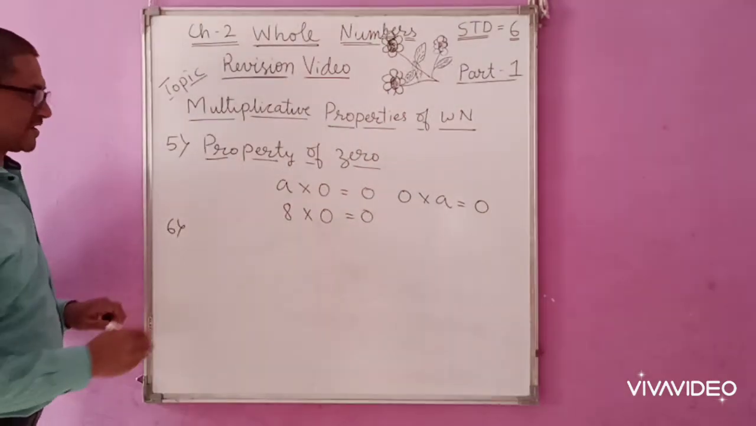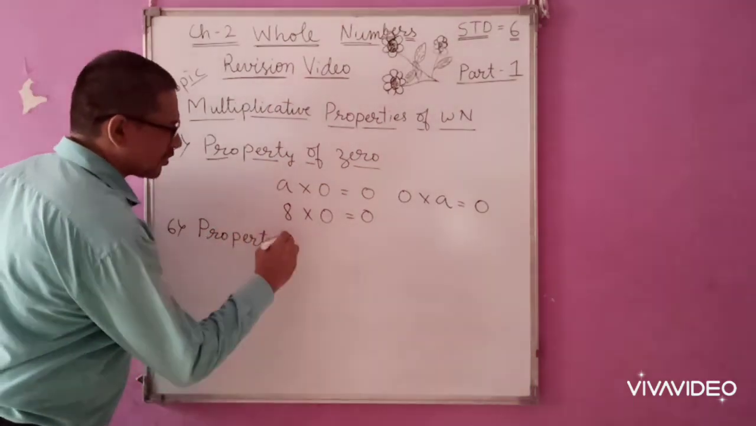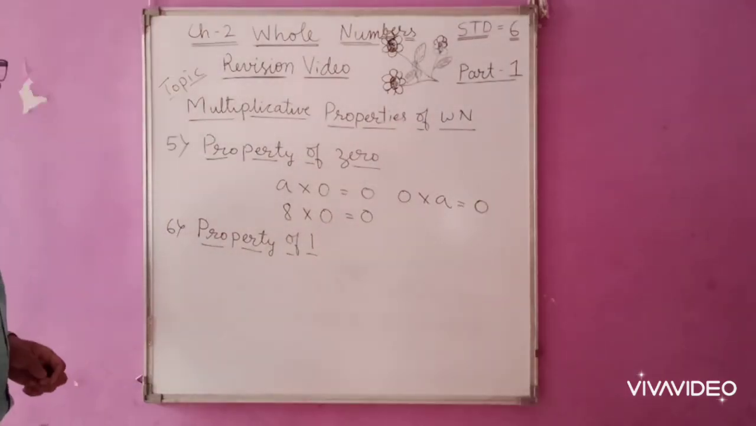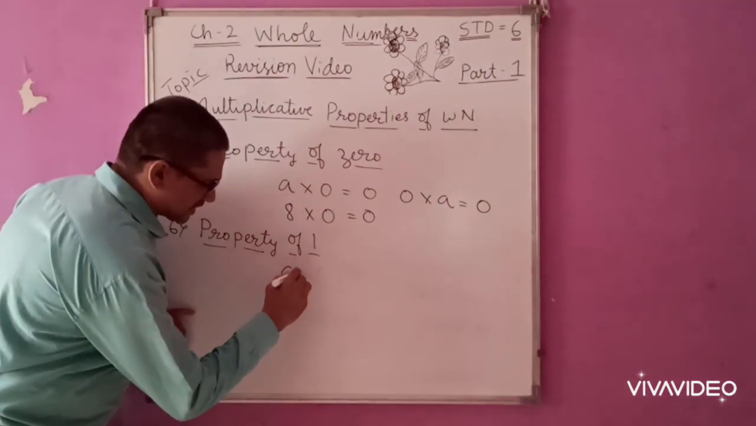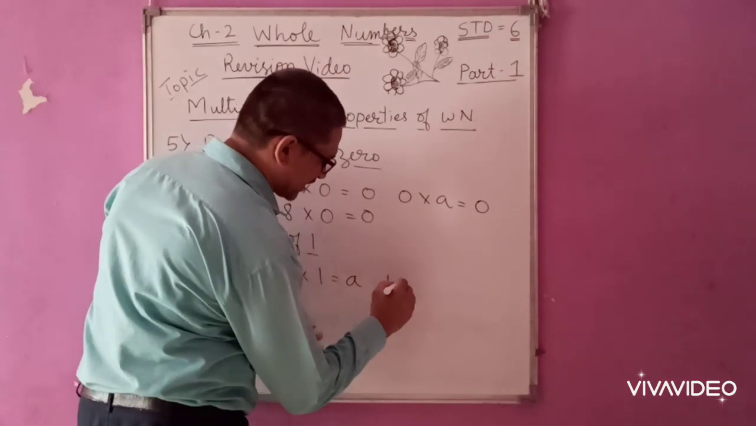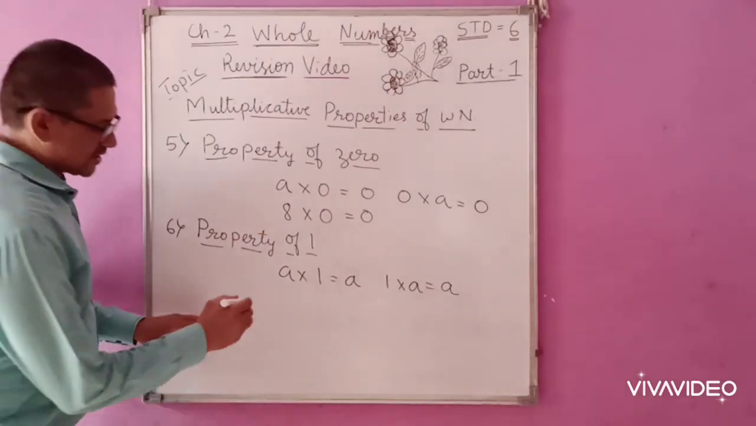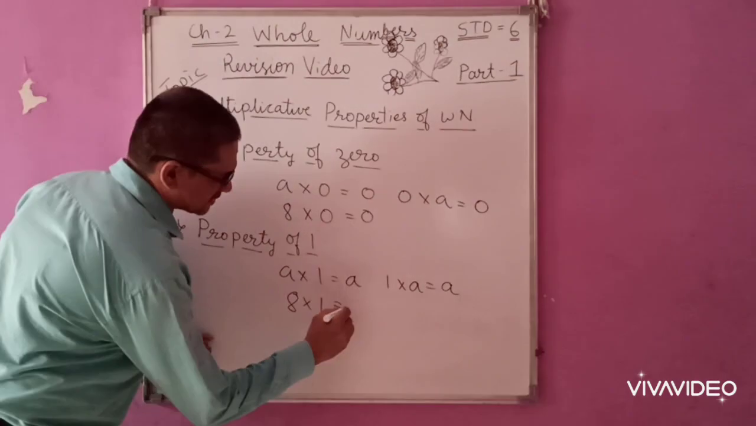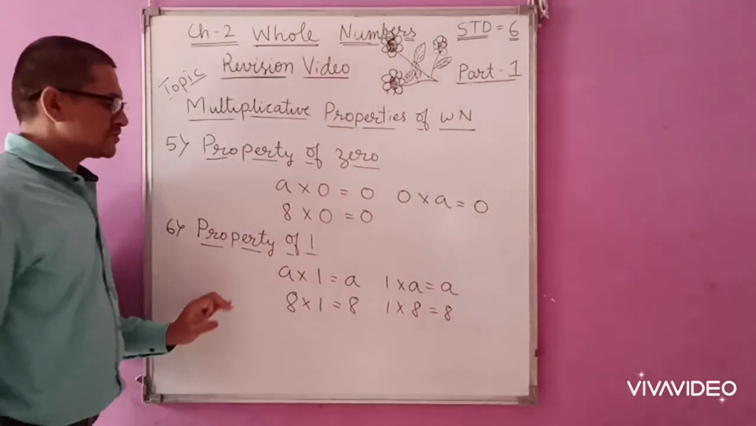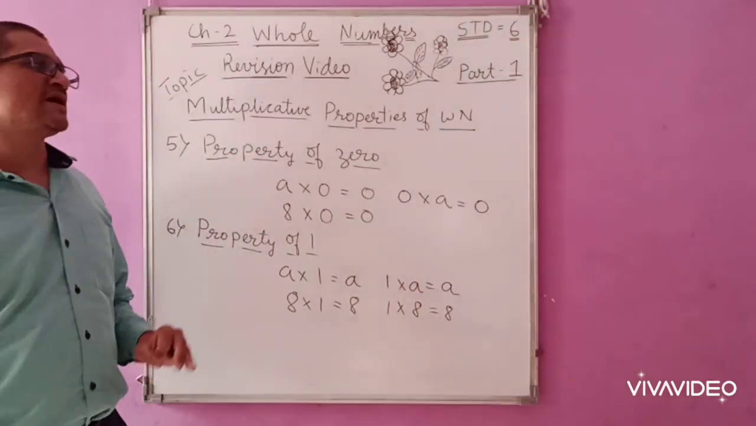Next, the sixth property, the property of 1. What is meant by the property of 1? Any number multiplied by 1 is equal to the same number, or we can say 1 multiplied by any number is equal to the same number. So here 8 multiplied by 1 is equal to 8, or 1 multiplied by 8 is equal to 8. So these are the properties of whole numbers for addition and multiplication.